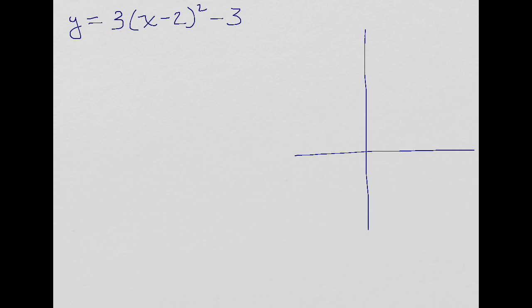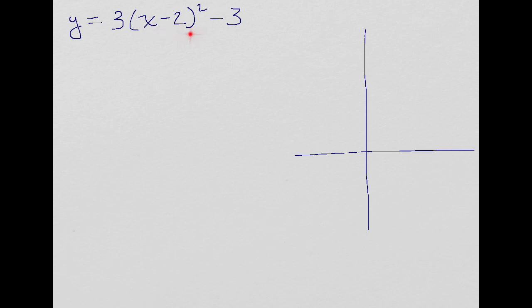I don't know exactly where it is or how big it is, anything like that yet, but I can tell it's going to be a parabola opening up just by looking at the equation. Parabolas have a vertex, so let's find the vertex. It's nice when we're in this form. This is kind of transformation form of the equation of a parabola.